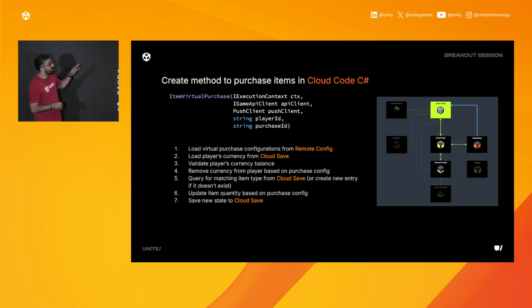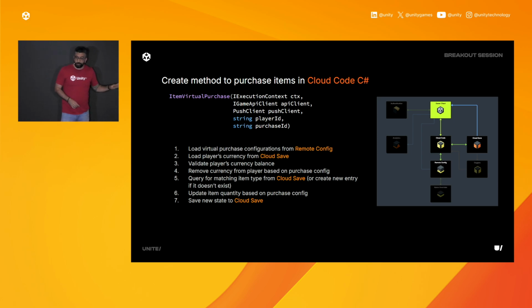And then this is going to be the Cloud Code C# module that we create for actually doing the purchases for the items. So we're going to execution context, which is going to give us things like the player ID, the environment, and a service token if it was passed in. Our API client allows us to communicate with the other UGS services by using their SDKs as opposed to having to write manual web requests. We're going to take the push client that enables us to push a message down to the client like we did before. And we're going to take two parameters here, the player ID just for easier access, as well as the purchase ID that we created in remote config.